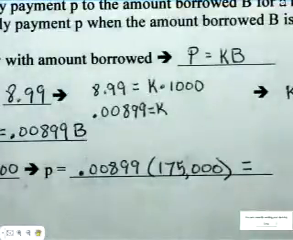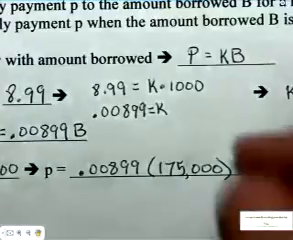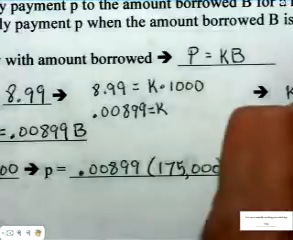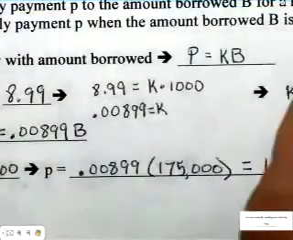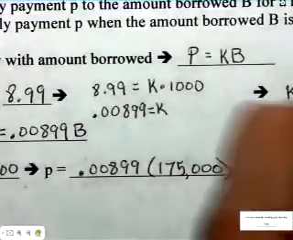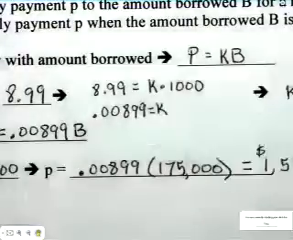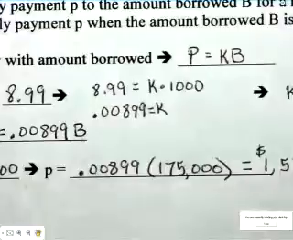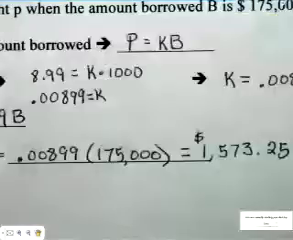Would somebody with a calculator handy punch that for me? What's that monthly payment going to be? That sounds pretty reasonable. Okay. That sounds pretty reasonable for a $175,000 15-year mortgage. Your payment would be about $1,573.